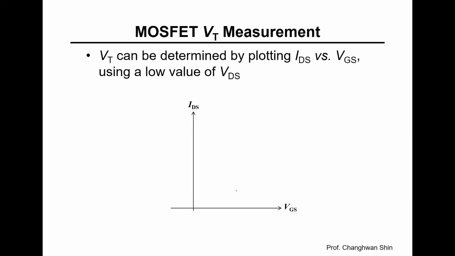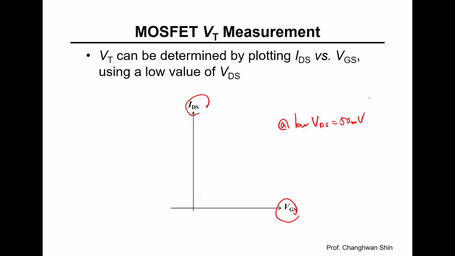Okay. So now let's move on to the MOSFET threshold voltage measurement. Well, the question is how to measure the threshold voltage in your MOSFET. Measuring the threshold voltage of a MOSFET is fundamental for device characterization and process control. One common method involves plotting IDS versus VGS at a low constant VDS value, usually 50 millivolts in modern devices.